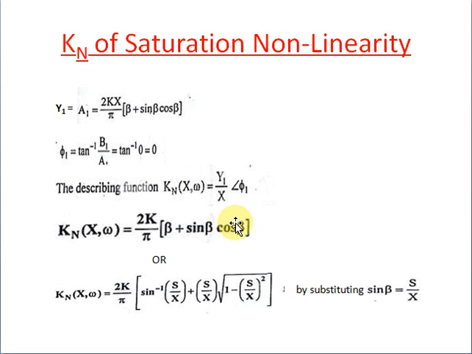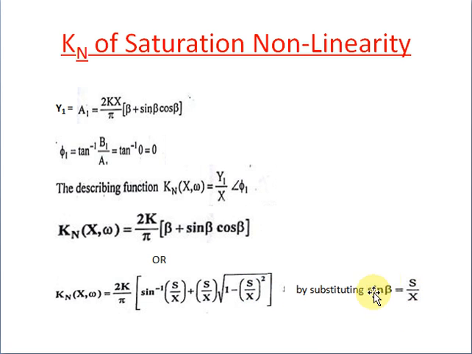plus sin beta cos beta, or it is written as 2k by pi into sin inverse s by x plus s by x into root of 1 minus s by x the whole square, because sin beta equals s by x. We derive it, sin beta is equal to s by x. Therefore beta is equal to sin inverse s by x plus s by x into root of 1 minus s by x the whole square.